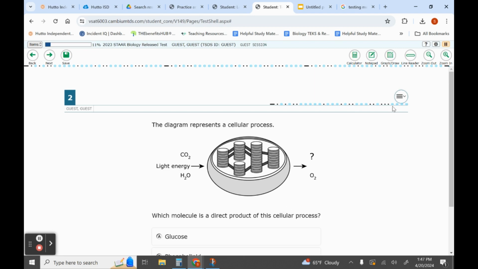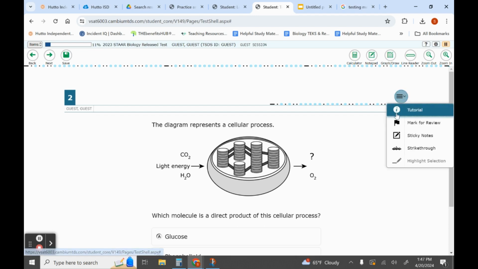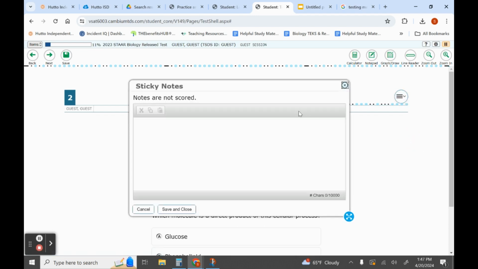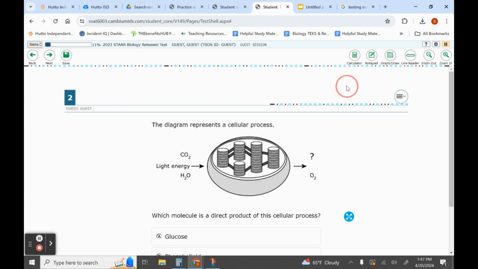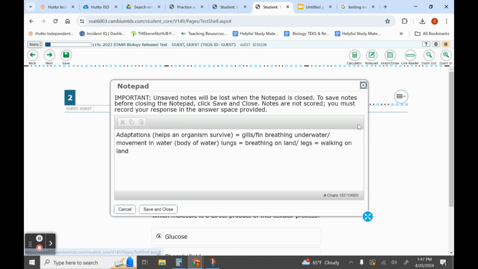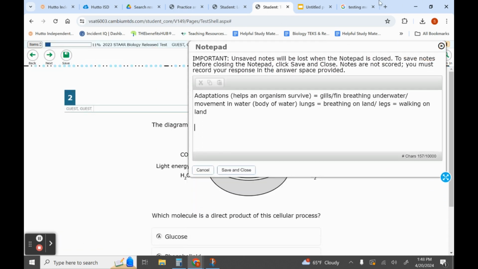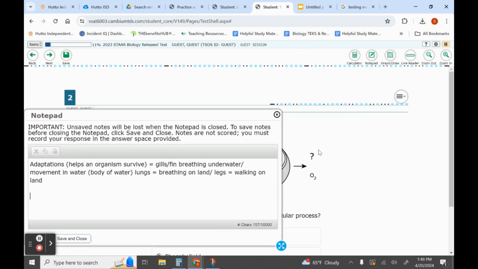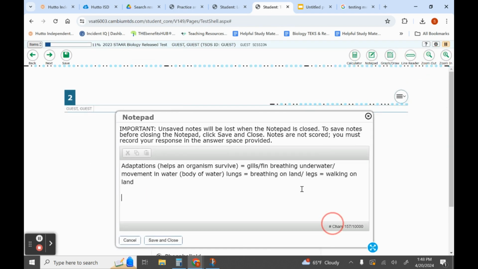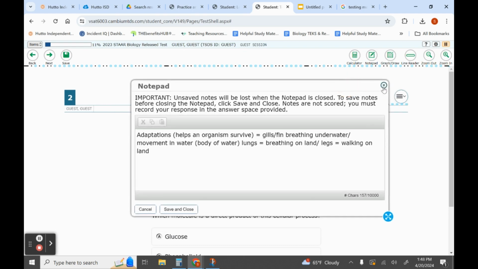Well, here's a hint. If we're looking at a product, I'm going to go to my notes. Now there's a feature where you could do sticky notes. I'm not sure how different that is than Notepad, but you can use that as well. But I'm going to go back to my Notepad, and it's asking about a product, right? What comes out? So the question mark is what we're trying to answer.